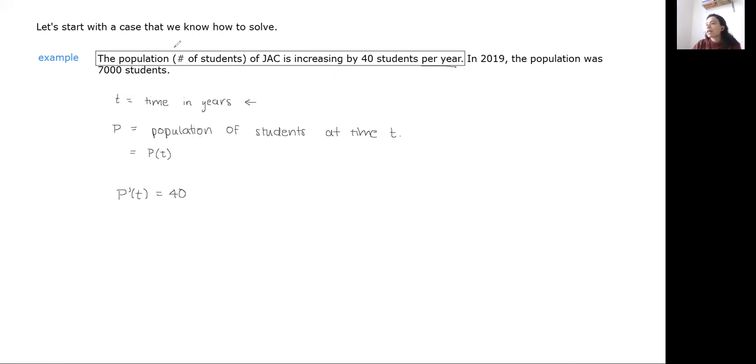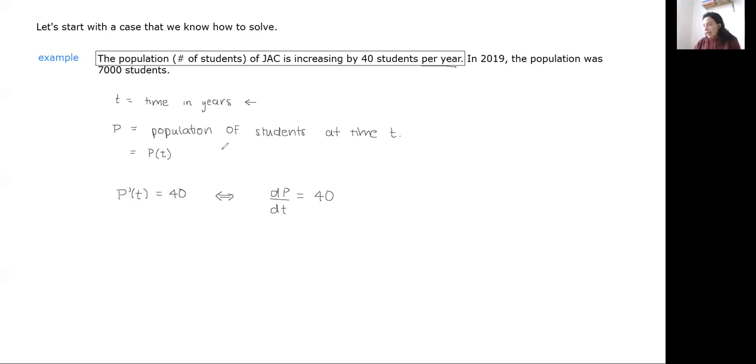Okay, so I have that the population of students is increasing by 40 students per year. That means the derivative is equal to 40, or I can rewrite this as dP over dt is equal to 40. These two things are equivalent to one another. So far so good. Can everybody that understands please raise their hand? All right, so far so good.